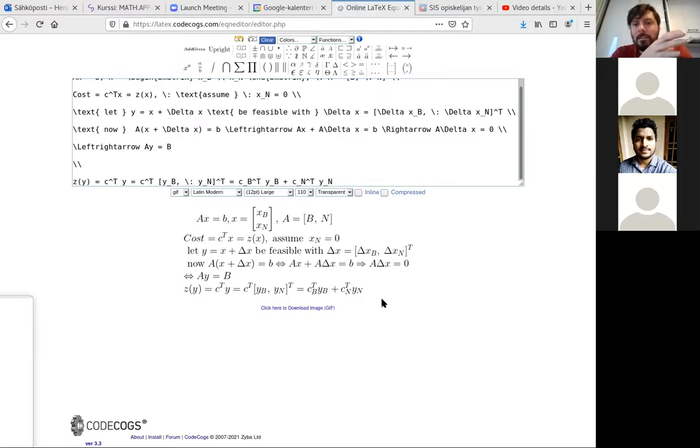Because this A times delta x must be equal to 0, I'm going to rewrite this part. I wrote Ay equal b, but I'm going to write it like this: b plus N times delta x, where N is 0. It hasn't updated it yet. So you see here, this is what needs to happen for us to maintain feasibility. The B part, the basic part, and the null part must offset each other in here.